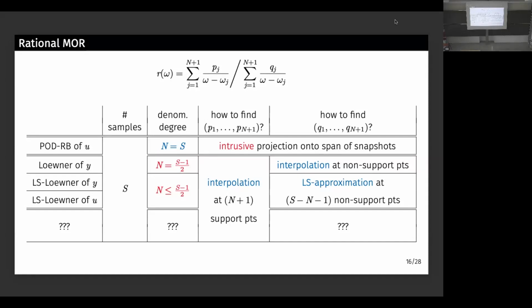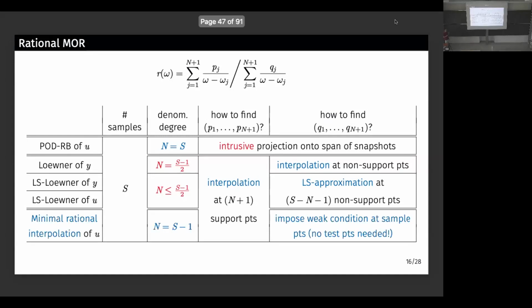And what we were trying to do is put a last column in this table, and have a method that is non-intrusive but has a better efficiency in terms of samples. And this is what we get. So if we look at the minimal rational interpolation that we'll define in a second, we are non-intrusive in the sense that we don't need to perform this projection, but we achieve an approximation effectiveness that is almost as good as the one for reduced basis. So essentially, if we have 10 samples, we can approximate 9 poles.